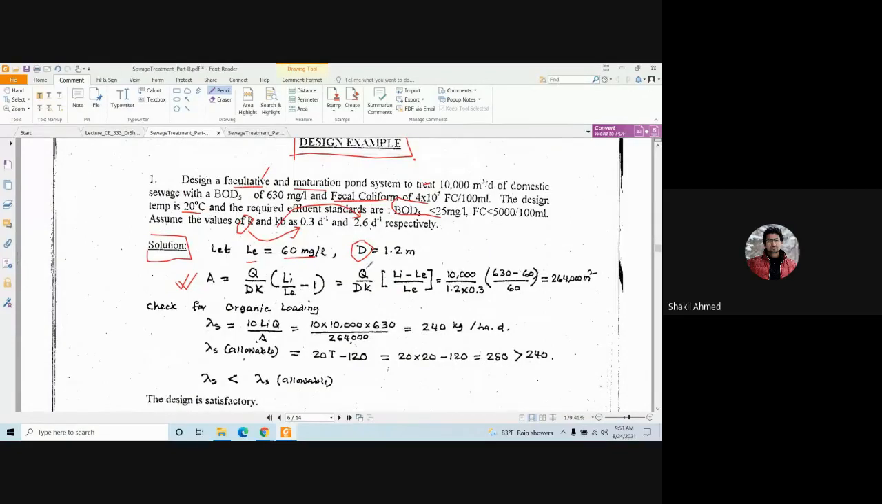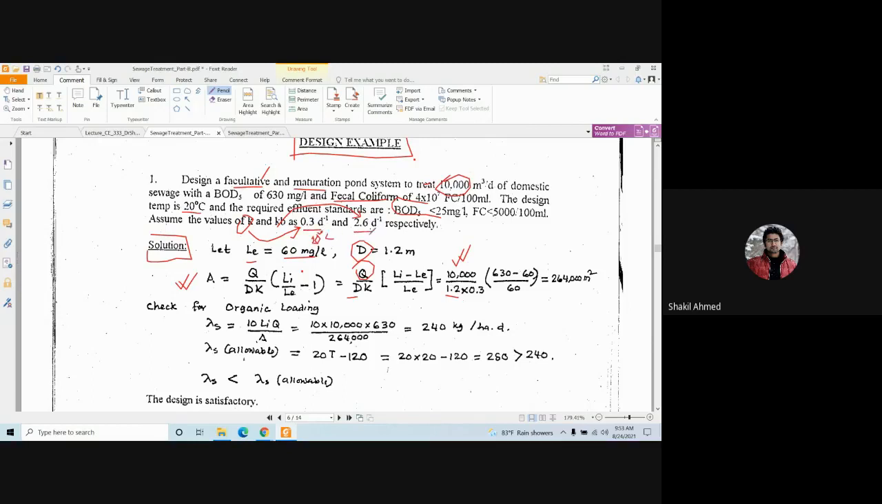So here A equals Q by dk, Li over Le minus 1. Now your Q is given. So Q equals 10,000 meter cube per day. What is depth? I assumed it 1.2 meter. You could have assumed 1 meter. You could have assumed 1.5 meter. No problem. Clear? Yes, sir. Okay. Now, guys, the values of K and KB are given and they did not say the temperature. That means these are at 20 degrees Celsius.